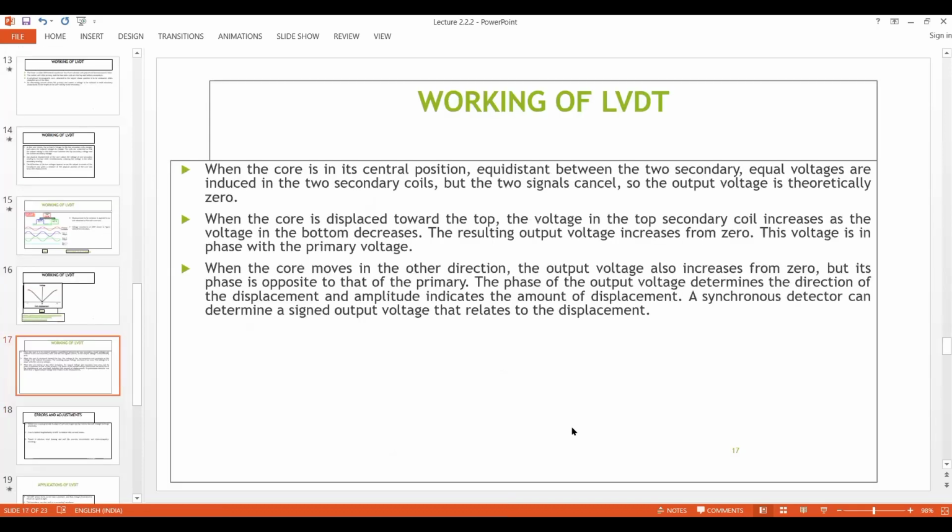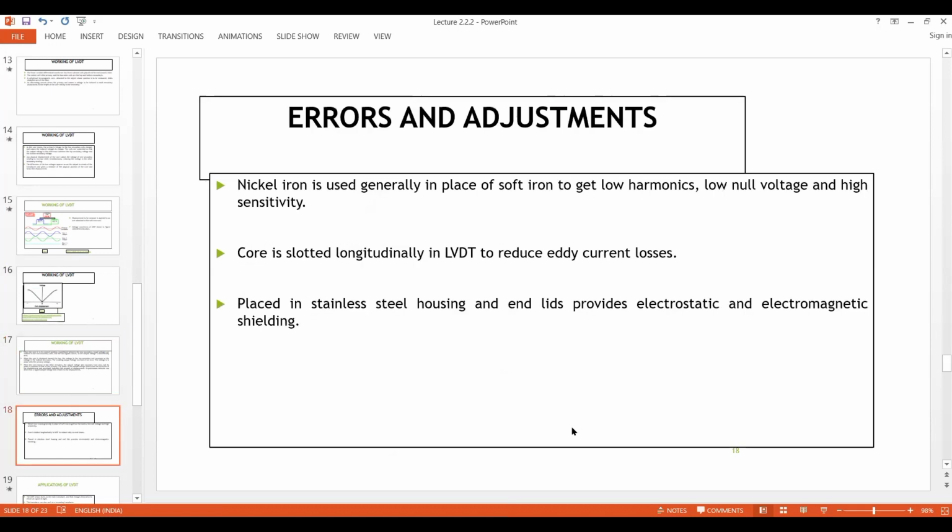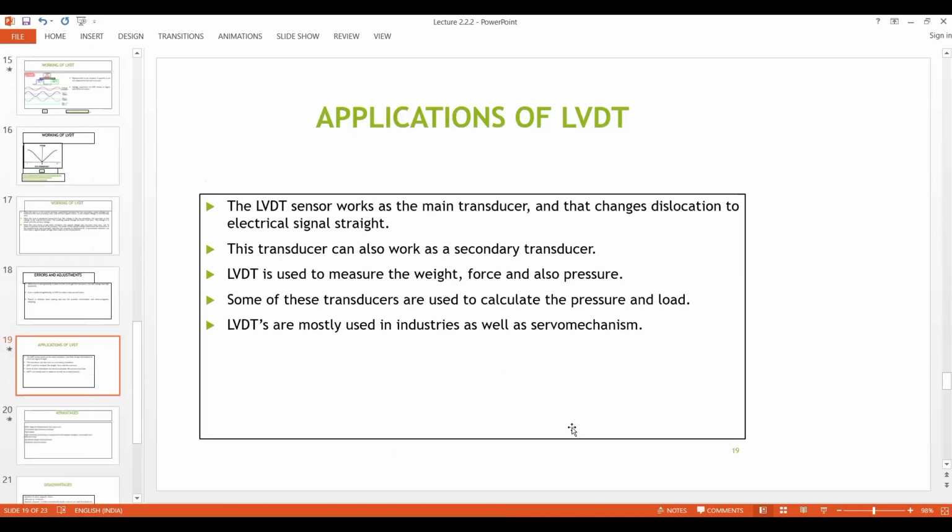Whenever the core is at the central position, there will be no EMF induced. But whenever it is towards the left, E1 would be more than E2, and it is positive, and if E2 is more than E1, it would be negative. For errors and adjustments, we normally place the core longitudinally in the LVDT. First of all, that is very, very important to reduce eddy current losses. Otherwise, if it is not placed longitudinally, we will have a problem. We also have to provide shielding for electrostatic and electromagnetic interference.